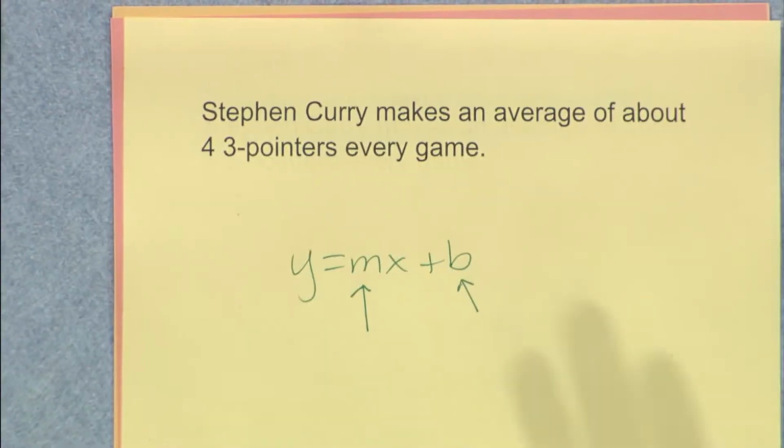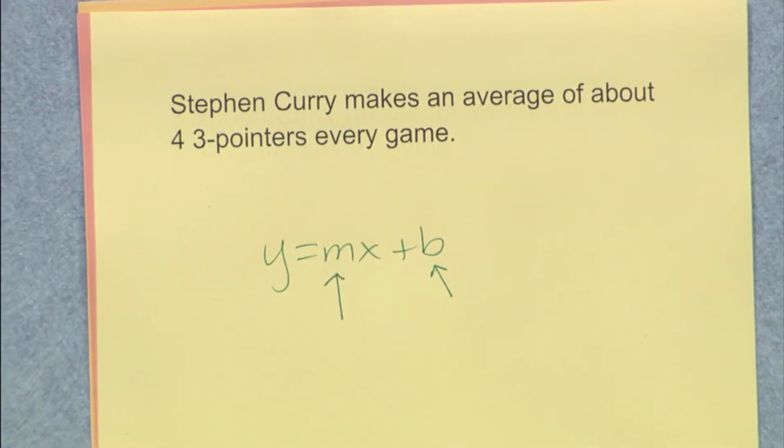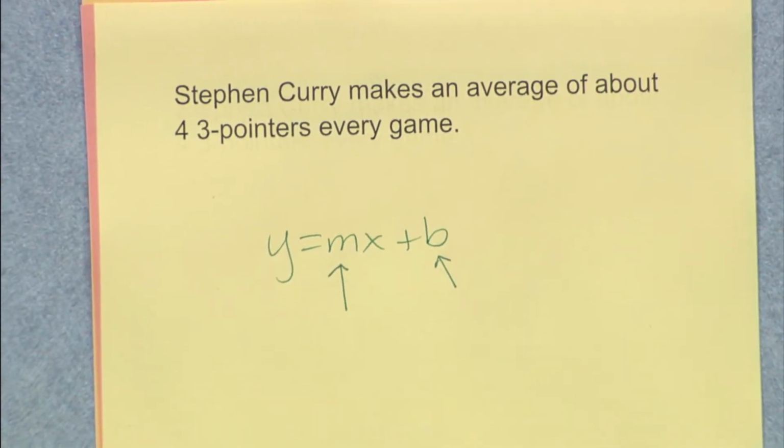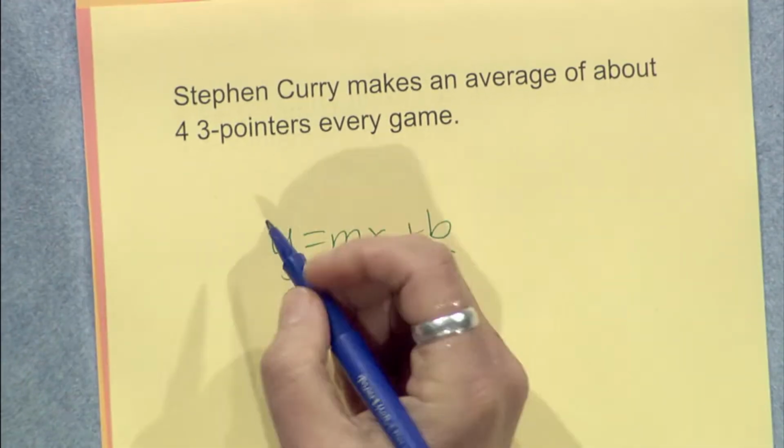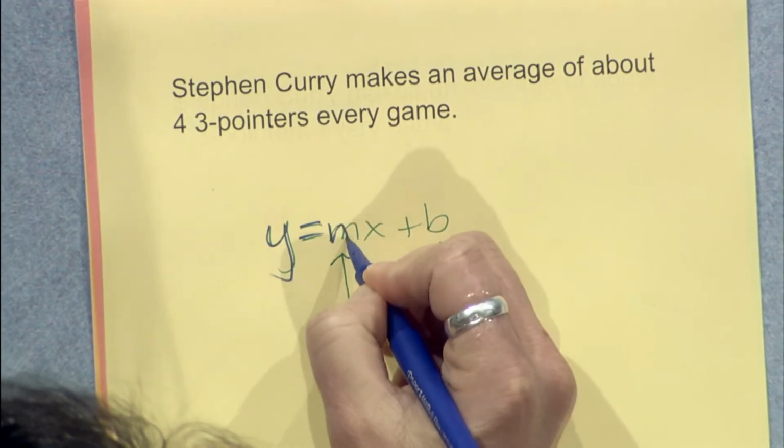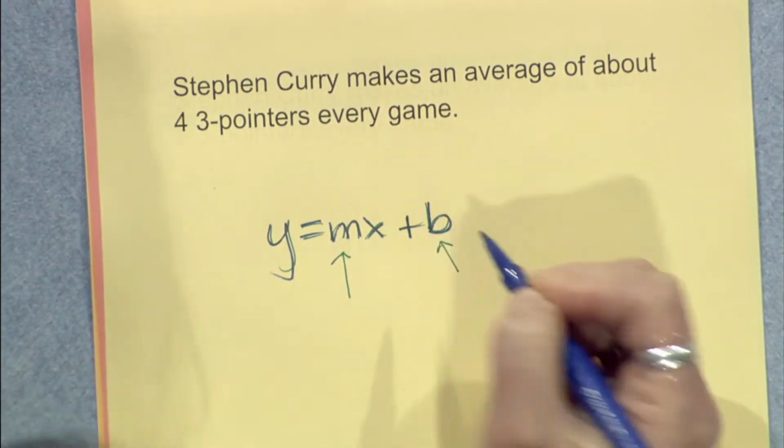Oh, you mean in the problem itself? Yeah, and how many 3-pointers he makes to start with. He makes 4 3-pointers every game. Every game. Is that a rate or is that like a starting value? I can do 4 3-pointers every game. We could do the number of games and then the 4, and you could determine the rate if you had that.